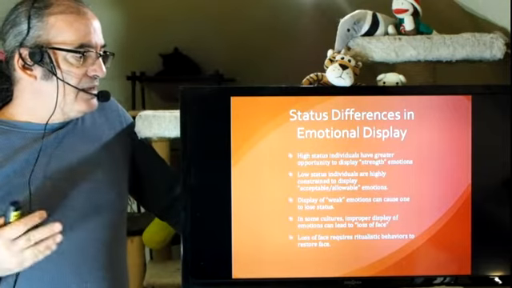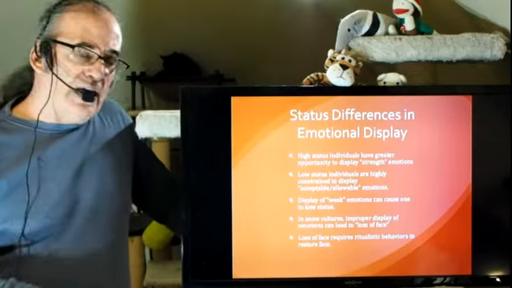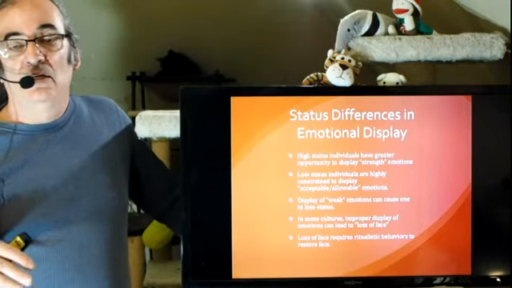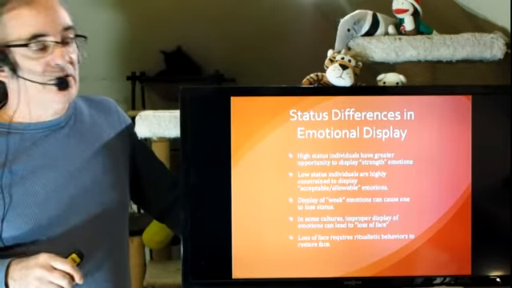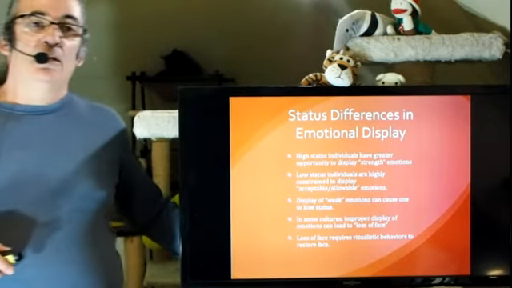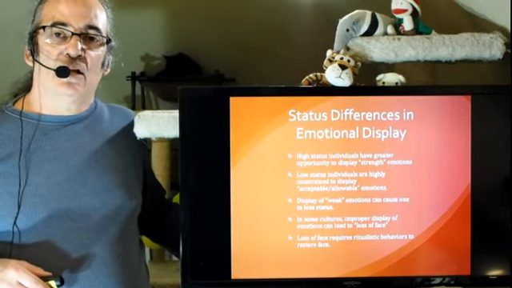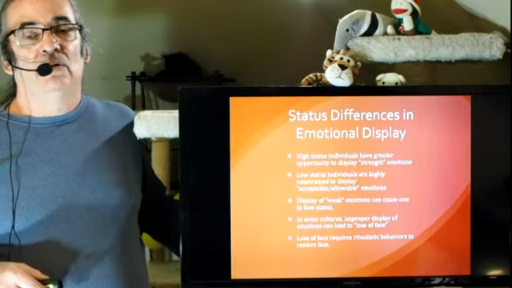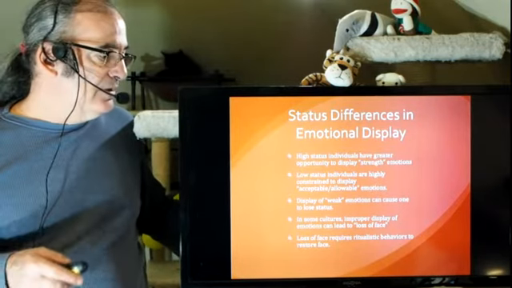So status differences: high status individuals have greater opportunity to display powerful, strong emotions. Low status individuals, right, are highly constrained to display acceptable, allowable emotions. That is, certain emotions are okay that they can display because it's consistent with their position, but not others. If you're a server, and I know many of you have worked as servers, it's probably not okay to display anger or disgust at your customers, right? Because there's a status differential, and you're there to serve them, and no one cares how you feel. And I know that's harsh, but that's kind of the reality of the situation, right?